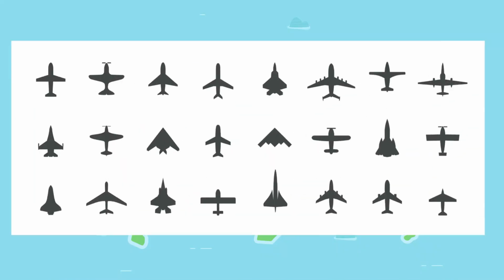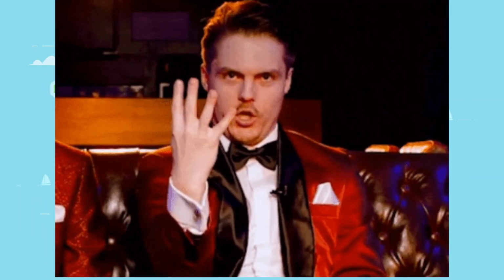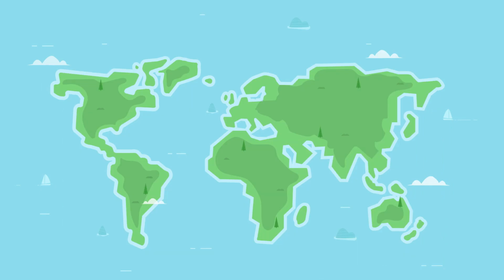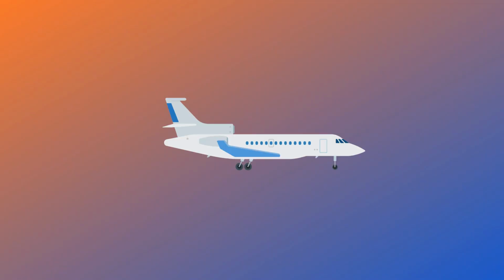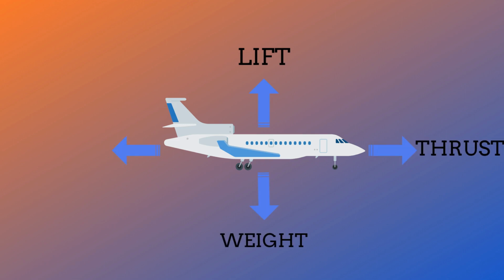So, despite the size of the plane, there are 4 forces acting on it. It could be an Airbus 380 or a Cessna 150, same 4 forces. These forces are lift, and the force acting against it is weight, and thrust, and the force acting against it is drag.